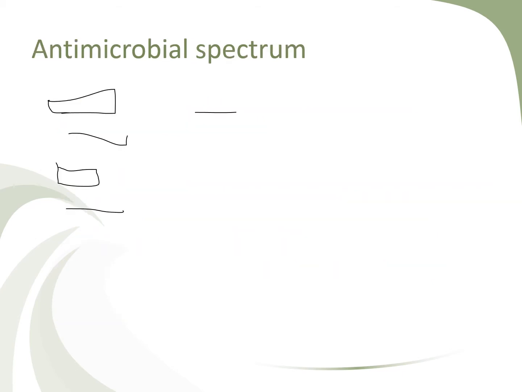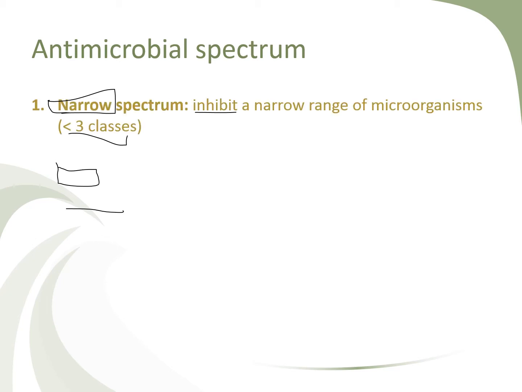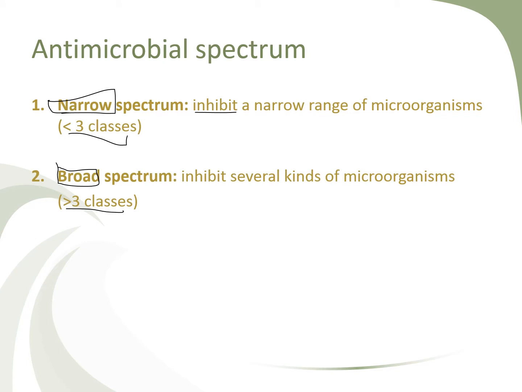Now I'm gonna talk about antimicrobial spectrum. Some antibiotics have narrow spectrum. What does that mean? It means that they inhibit just a narrow range of microorganisms, usually less than 3 classes. Okay, and broad spectrum is when the antibiotic acts against more than 3 classes of microorganisms. So if an antibiotic attacks 3 or fewer classes, we say it has a narrow spectrum, and if it attacks more than 3 classes, we say it has a broad spectrum.